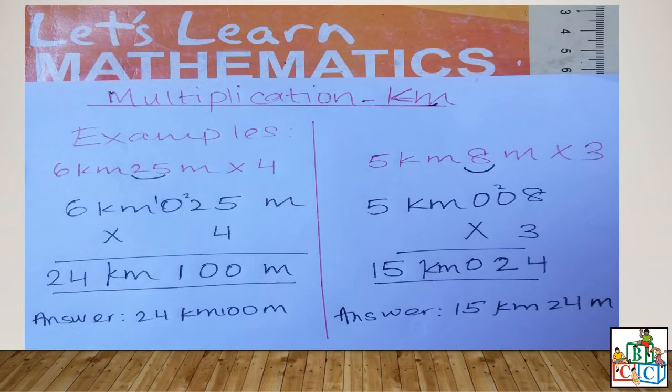The second example, 5 kilometers 8 meters times 3. You're not going to do this directly like it is. Instead, you're going to write your 2 zeros in front. 5 kilometers 008 times 3 is 15 kilometers 24 meters. When you're going to write the answer, no need to write the 0, you're going to write 24 meters.